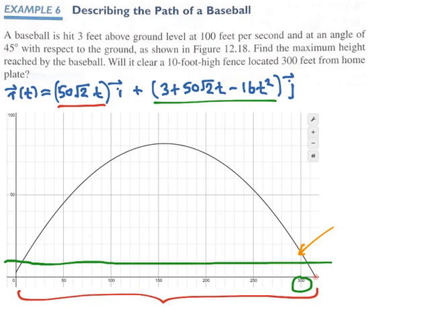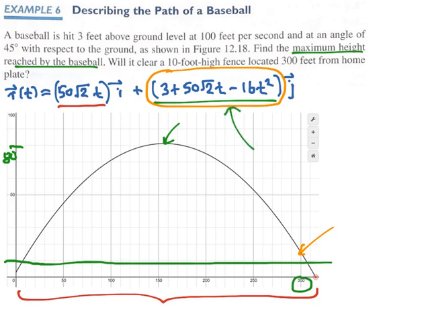You can see that the maximum height of the ball occurs around here, and it appears that the maximum height will be a little bit more than 80 feet. So now we want to verify this analytically. So find the maximum height reached by the baseball. So how do we find the maximum height reached by the baseball? You have to look at the y component of the position vector, because that tells you the height of the baseball above the field. And you want to know what is the relative maximum of this y component of the position vector.